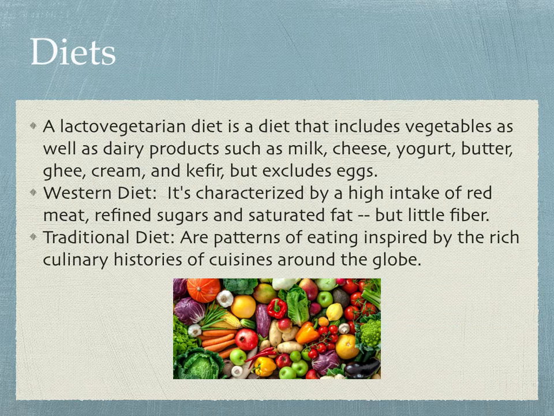So the diets that they conducted throughout this article. A lacto-vegetarian diet, which is common in Iranian people, is a diet that includes vegetables as well as dietary products such as milk, cheese, yogurt, butter, ghee, cream, kefir, but excludes eggs. And the article also talks about a Western diet. It's characterized by a high intake of red meat, refined sugars, saturated fat, but little fiber. And the traditional diet are patterns of eating inspired by the rich culinary histories of cuisines around the globe.